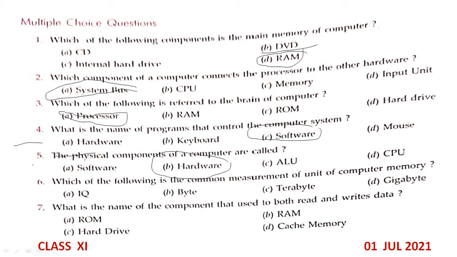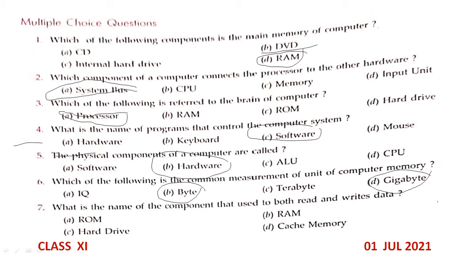Next question, which of the following is the common measurement unit of computer memory? Other than this, IQ is nothing but your intelligent quotient. Byte, terabyte, and gigabyte are all measurement units of computer memory. However, the most common are either byte or gigabyte. So for this question, the answer will be byte as well as gigabyte. Main memory will be measured in terms of normal bytes, and secondary memory is generally measured in gigabytes. So the answer should be both byte as well as gigabyte.